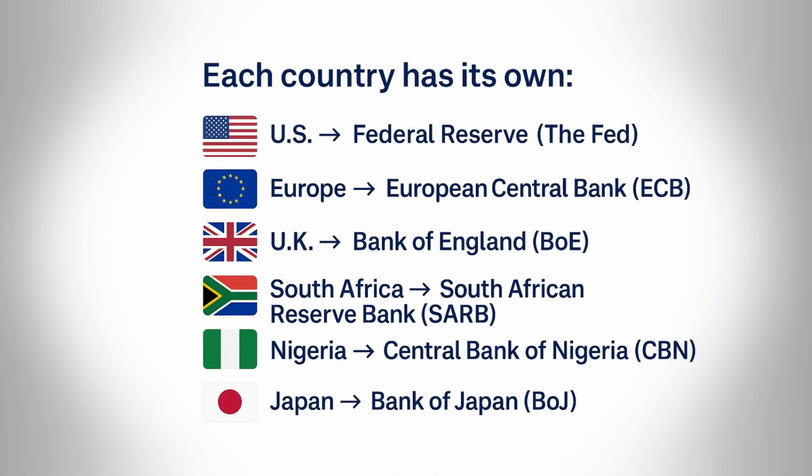And you should know that every country has its own central bank. For the US, it is the Federal Reserve. For Europe, it is the European Central Bank. For the UK, it is the Bank of England. For South Africa, it is the South African Reserve Bank. For Nigeria, it is the Nigerian Central Bank. And for Japan, it is the Bank of Japan. These banks do not just print money, they set the tone for the economy.